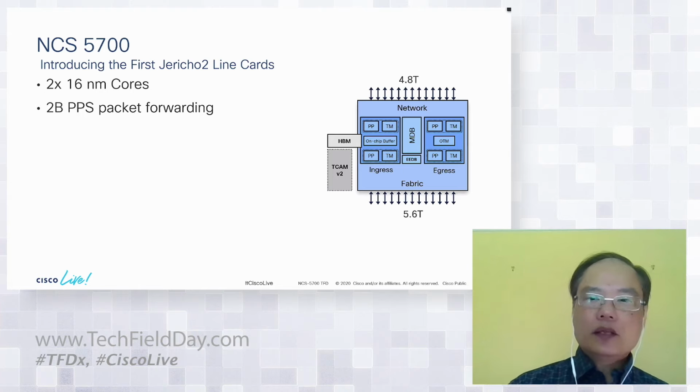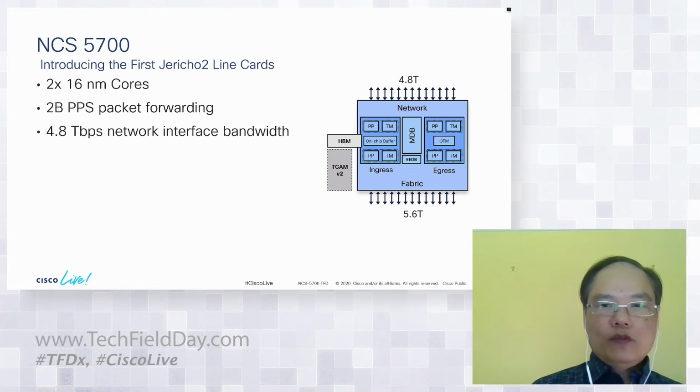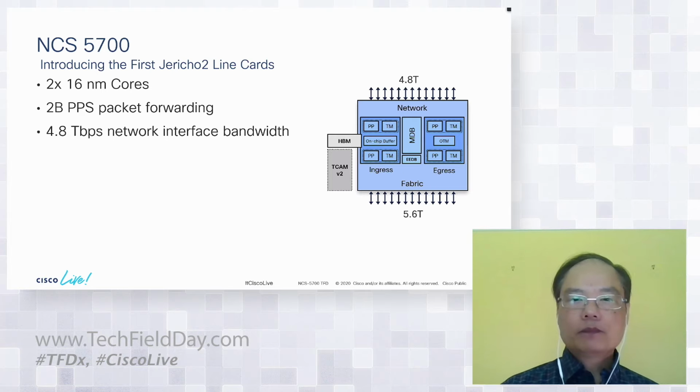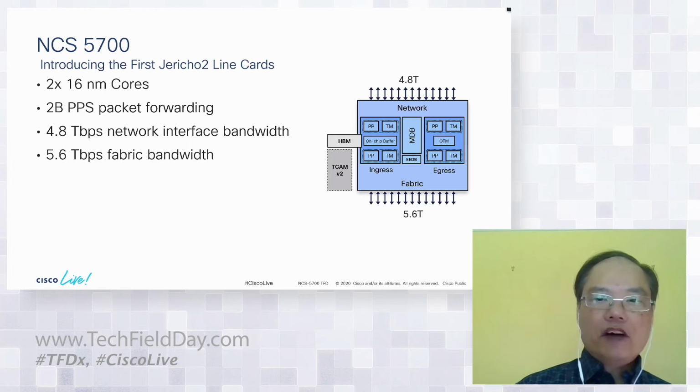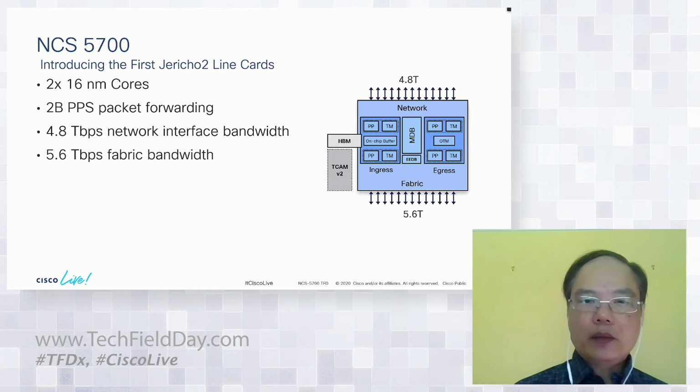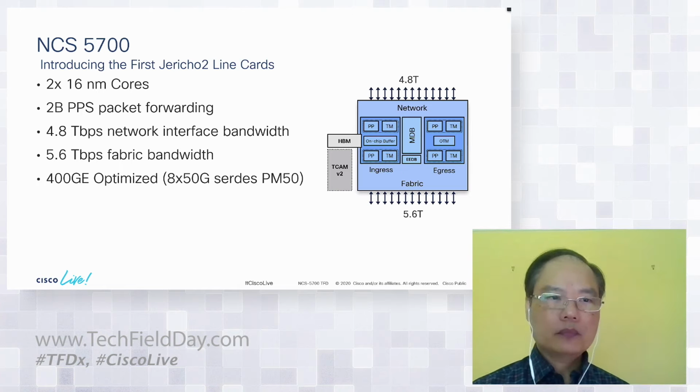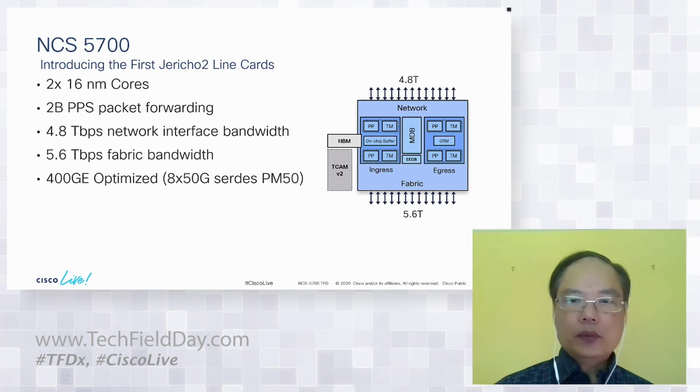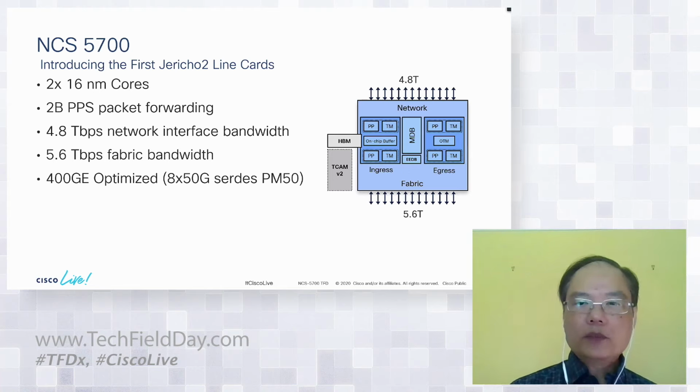Total performance is 2 billion packets per second, with 4.8 terabits network interface bandwidth and 5.6 terabit fabric bandwidth. This NPU is 400 gig optimized, so it is organized in units of 8 by 50 gig SerDes, which we call a PM50 or pod macro.